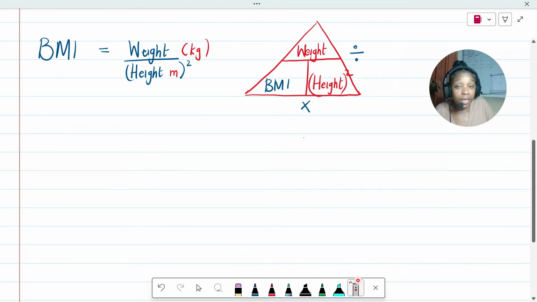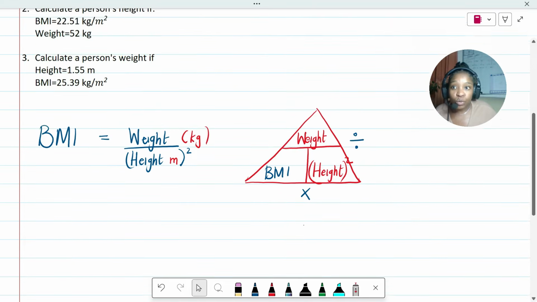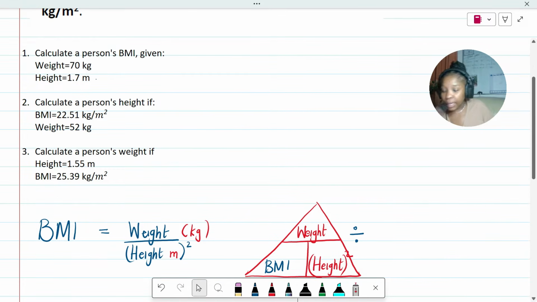If they want you to determine a person's weight, it'll be BMI multiplied by height. If you have to calculate a person's height, it'll be weight divided by BMI, and then we have to do something else to solve for that height. So please make sure that you pay attention so that you see what we need to do. Okay, let's start off with question number 1. Let's put this triangle to practice. Let's look at the first question.